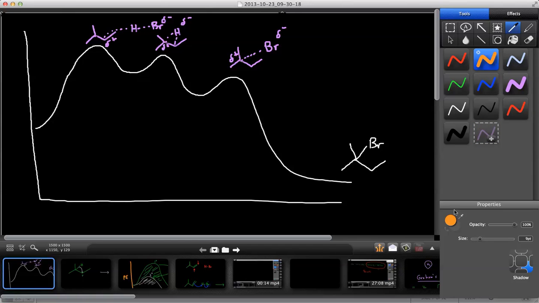Let's now look at intermediates, and of course I'll render those in one color as well. So, tertiary carbocation intermediate, secondary carbocation intermediate. And we'll go reactants.